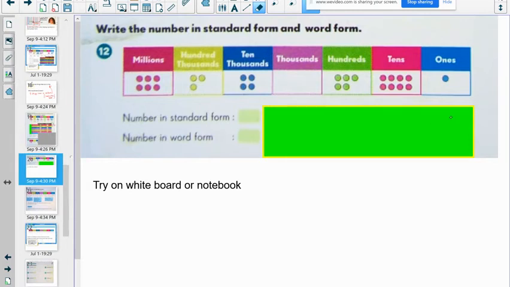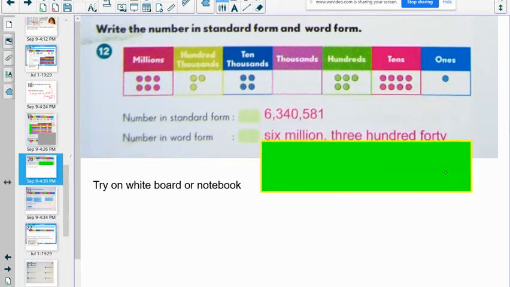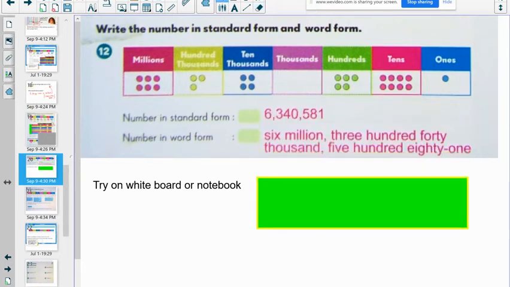And I'll go ahead and reveal. You can check yourself. How did you do with this? Did you get the 6 million, the 300,000, the 410,000? So 6,340,000, I should say. You're 581. How did you do with your spelling? Did you remember to leave the U out of 40? I know that's a mistake I make all the time. You want to use that U in 40.